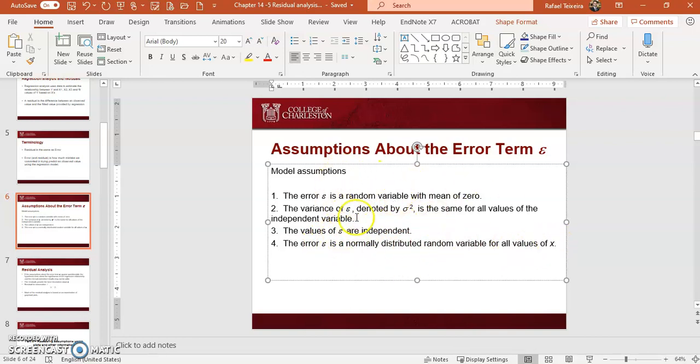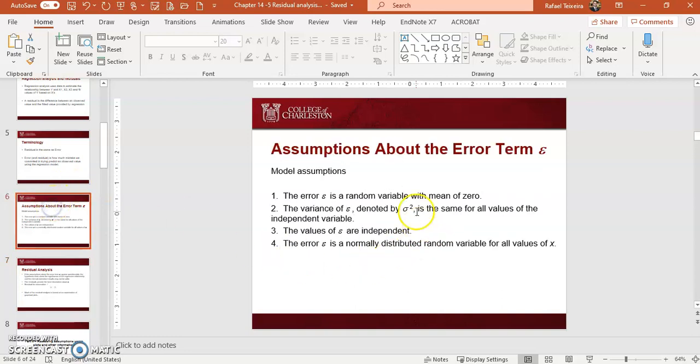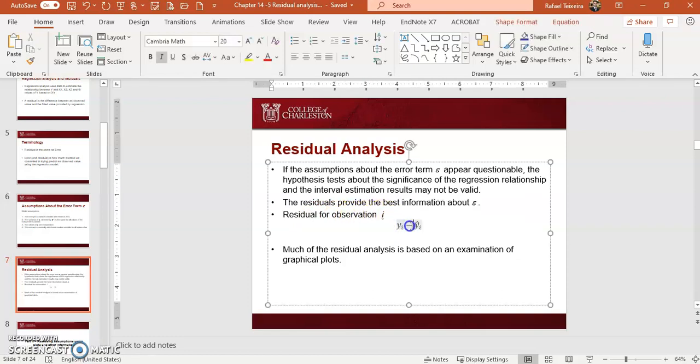We're going to check most of these assumptions and see if our model meets them. That's very important in regression analysis. Otherwise, the results of a regression analysis are not good. If the assumptions about the error term appear questionable, the hypothesis test about the significance of the relationship may not be valid. So this is the problem: if these assumptions don't hold, then our results may not be valid. The residuals provide the best information about the error term, and the residual for each observation is the actual data minus the predicted value.